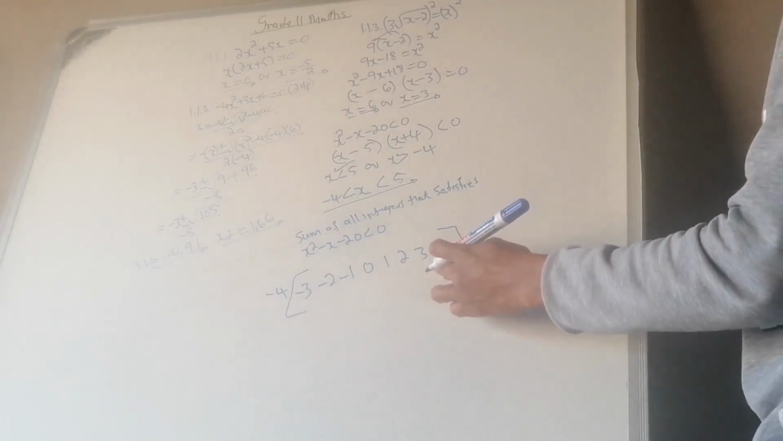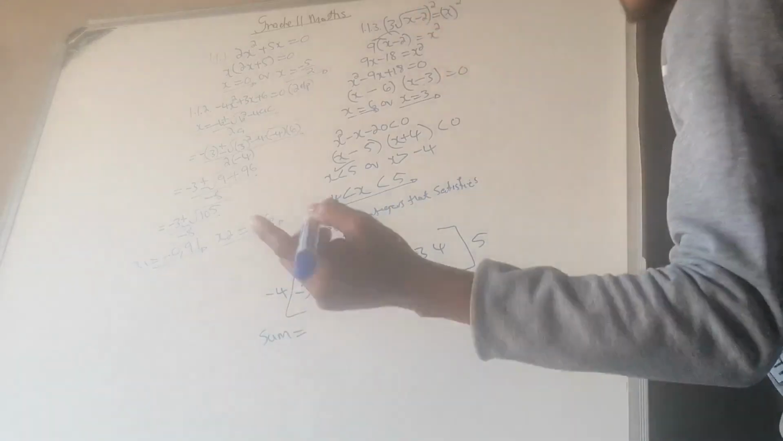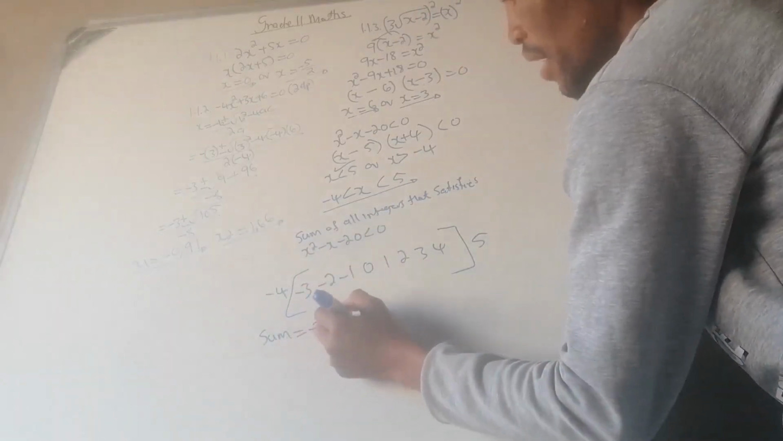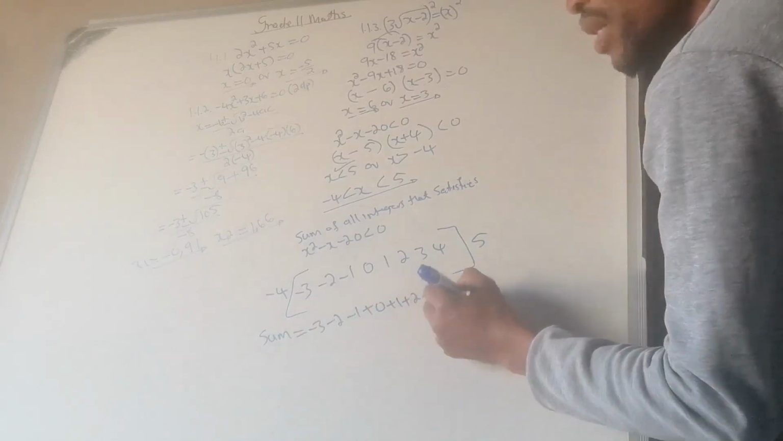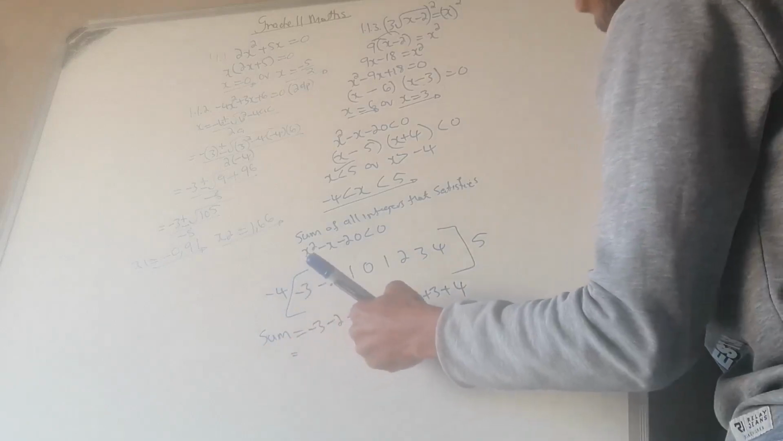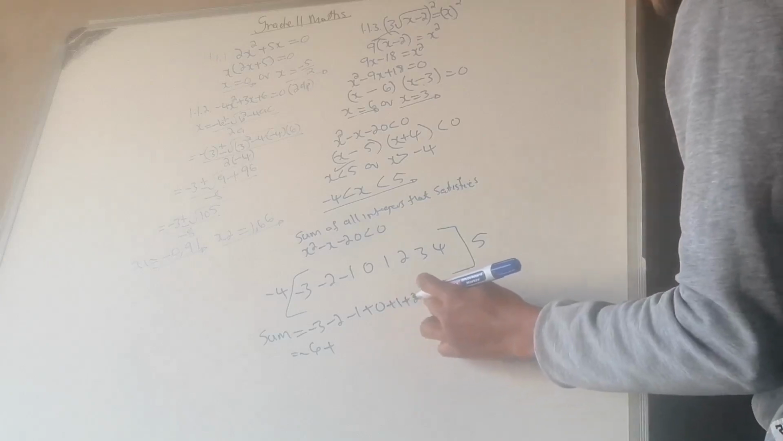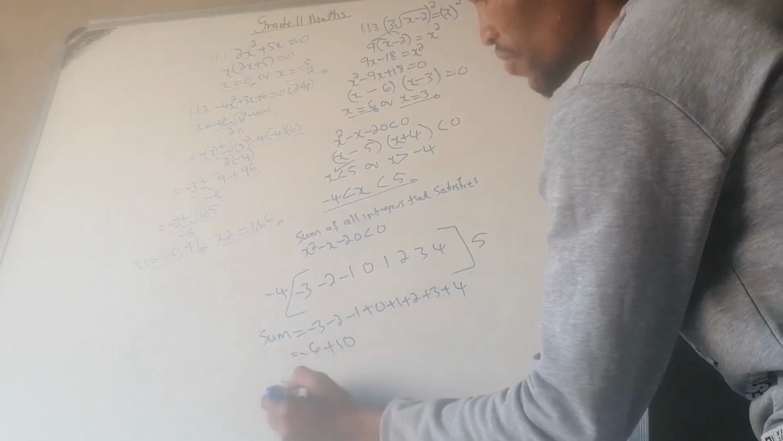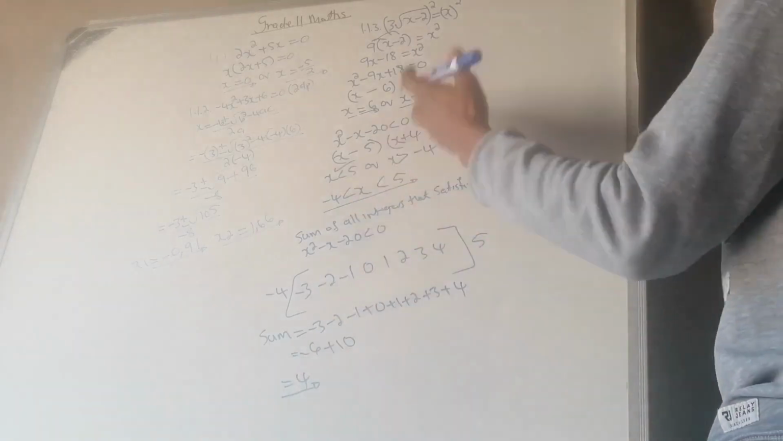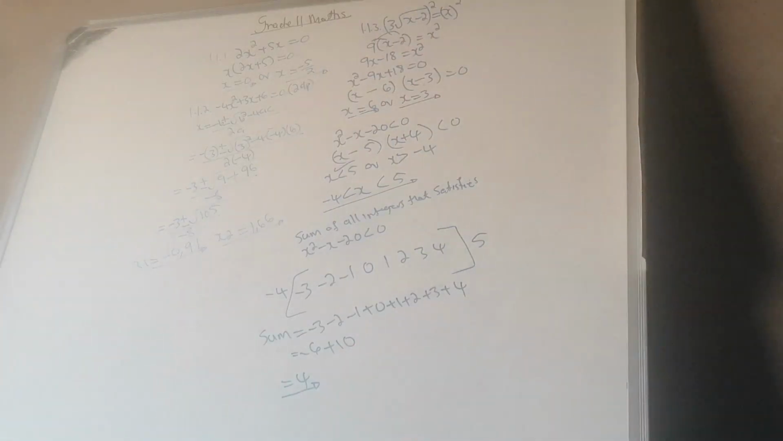We are looking for the sum. So the sum will be equal to what? Minus 3 minus 2 minus 1 plus 0 plus 1 plus 2 plus 3 plus 4. Minus 3 minus 2 minus 1 gives you minus 6. 1 plus 2 plus 3 is 6. 6 plus 4 is 10. And this should give you 4. The sum of the integers that satisfy the inequality x squared minus x minus 20 less than 0 is 4.